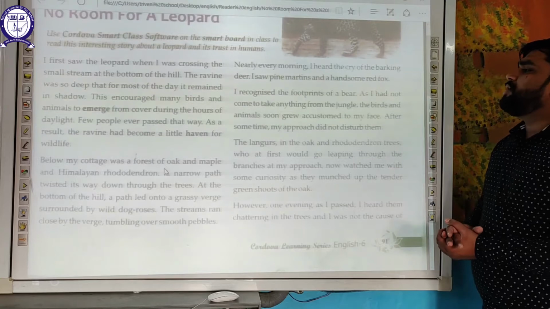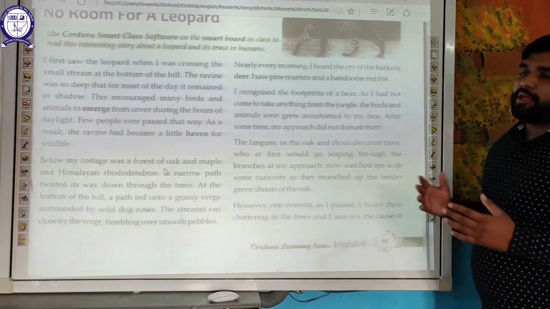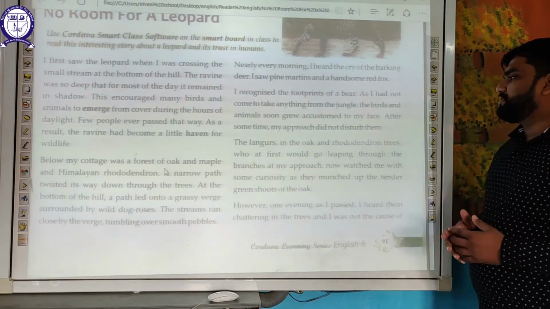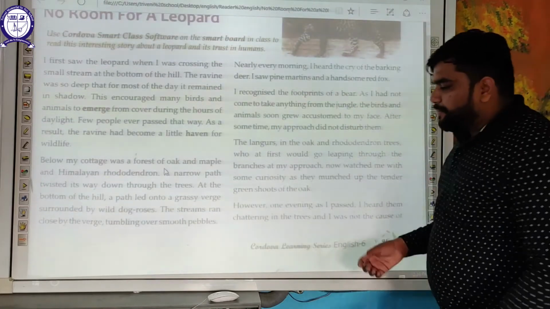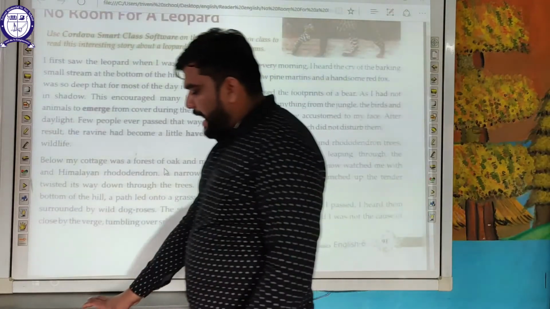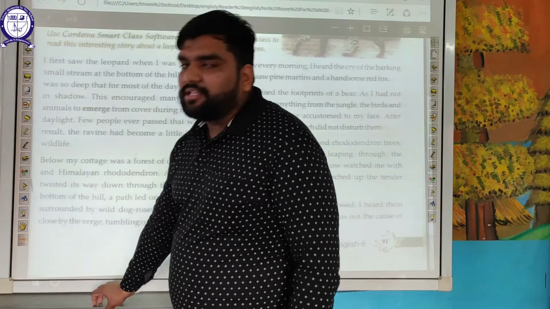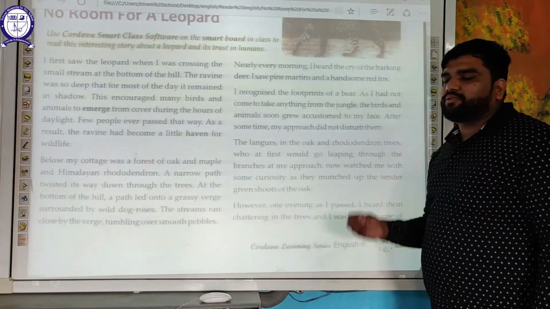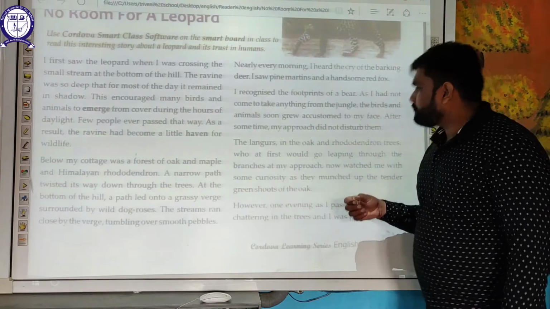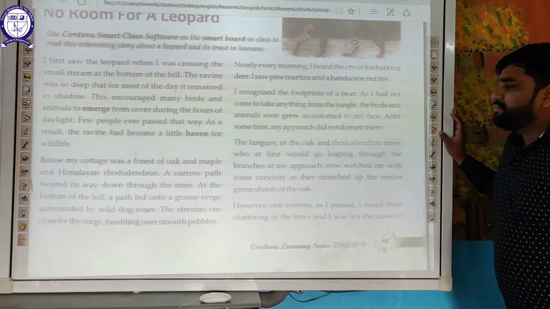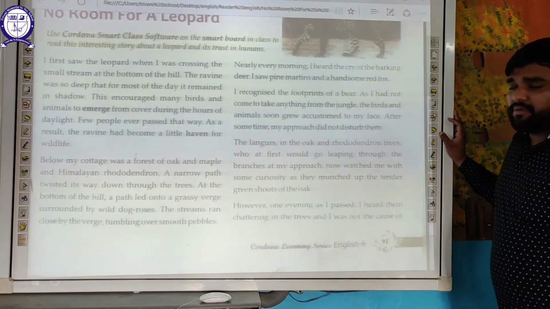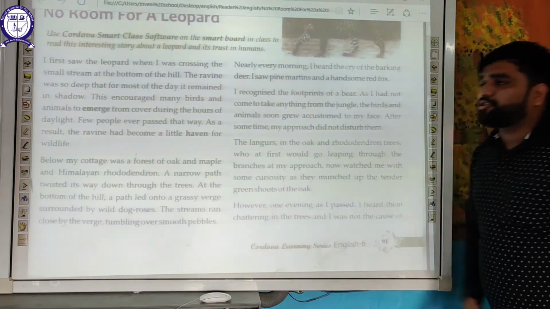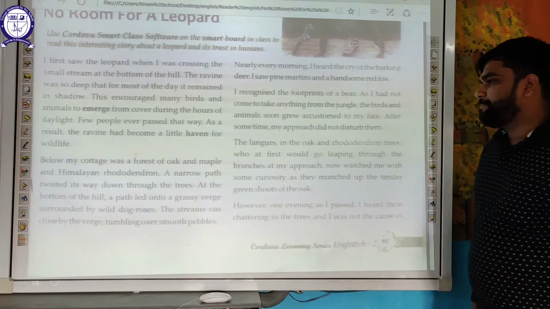As he had not come to take anything from the jungle, the birds and animals soon grew accustomed to seeing the writer's face. Because he was not there to take anything, the birds and animals knew that there was no harm for them from this person, so they came to him face to face quite often. After some time, his approach did not disturb them.